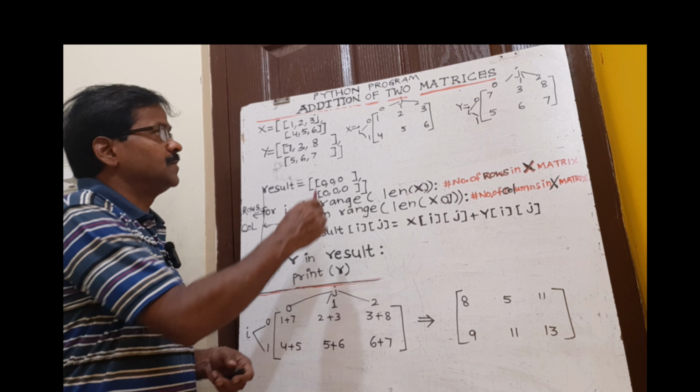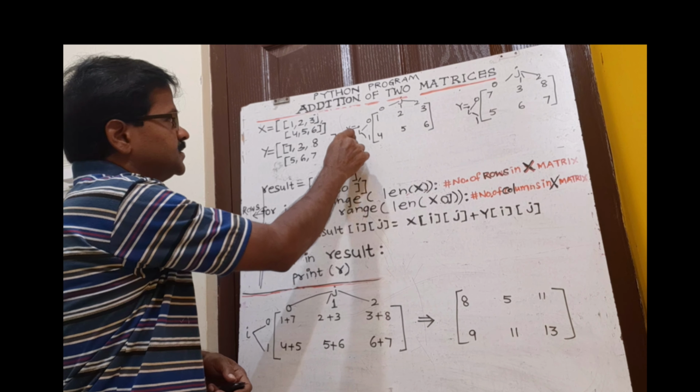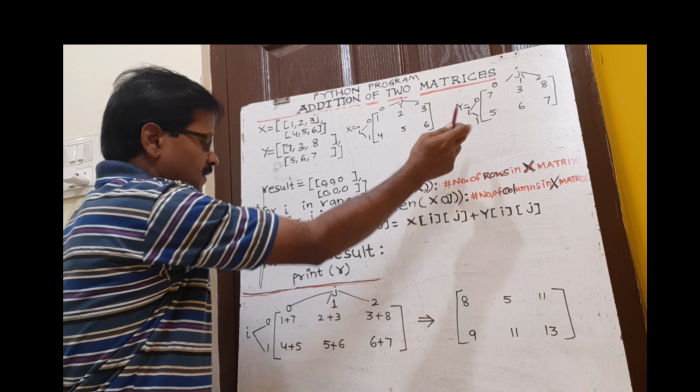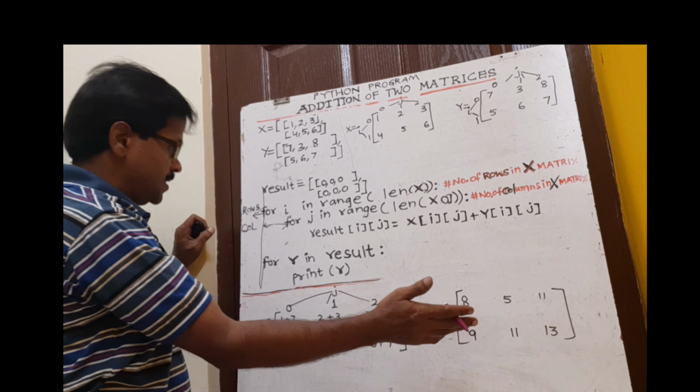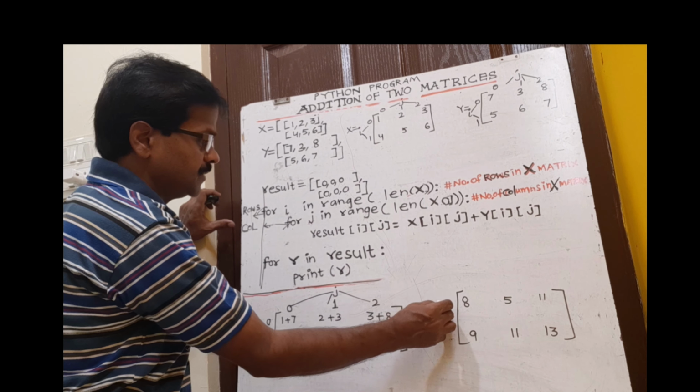Today's Python program is the addition of two matrices. Here I am going to take two matrices, X matrix and Y matrix. Now I am going to add these two matrices. Our result matrix will be this one. Okay, this is the X and Y matrix result.